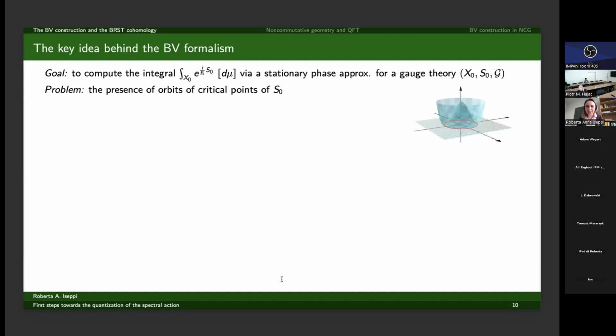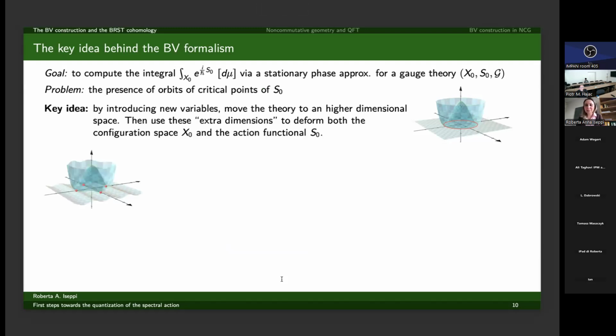But what is the idea behind this formalism? Remember, we have a goal, which is to compute an integral via the stationary phase approximation. The problem is that if we want to do that for gauge theories, our action S0 has orbits of critical points. Now we are introducing new variables, and the intuition is that we are going higher dimensional and giving ourselves more space. We want to use these extra dimensions to have room for deforming both the configuration space and the action functional. As you see in this picture, the result of this deformation is that we aim to have a critical locus made just of isolated and regular points.